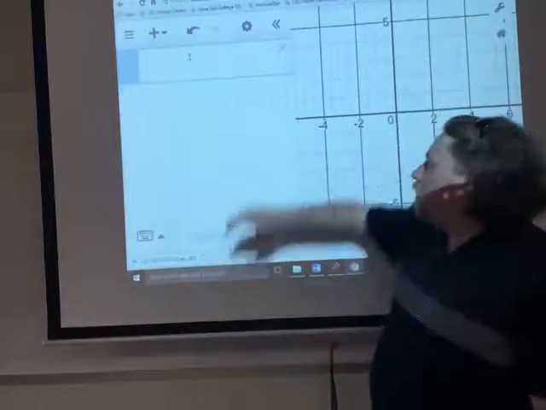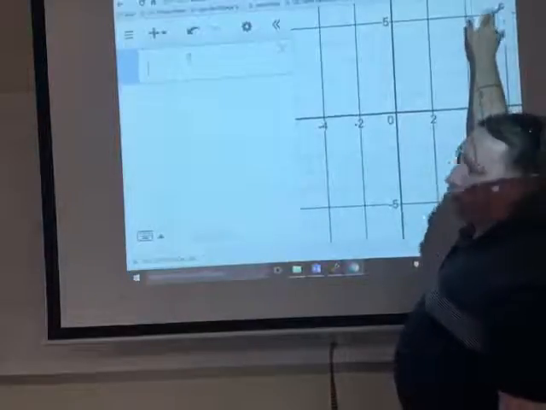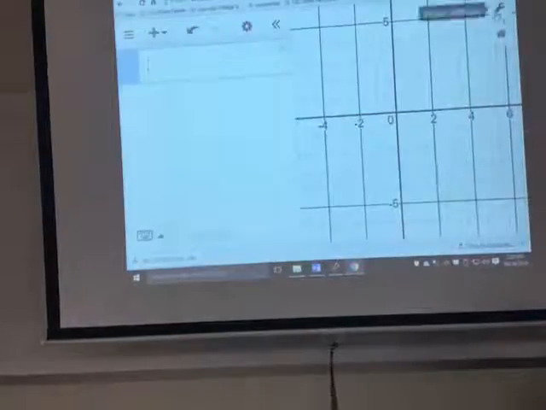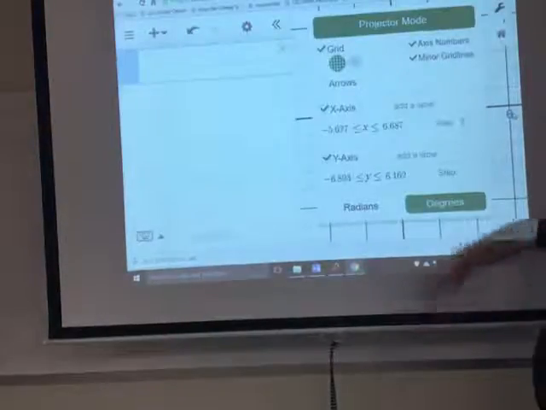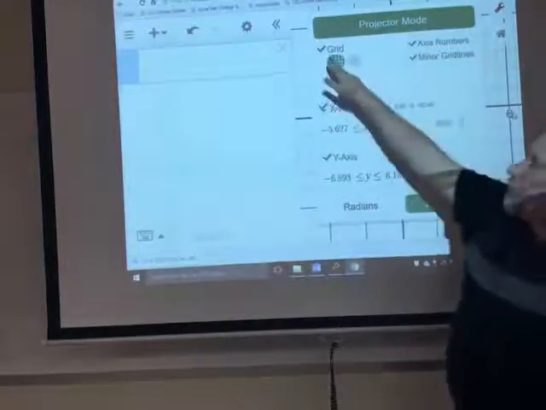can graph polar. So what I'm going to do is I'm going to go over to this wrench right here in the corner. That's the command for utilities. If I click on that, you'll notice it gives me a whole lot of options. Now I've got it in projector mode. That's going to make the lines nice and dark. And you look right here on grid.